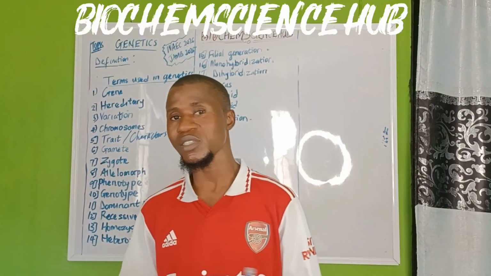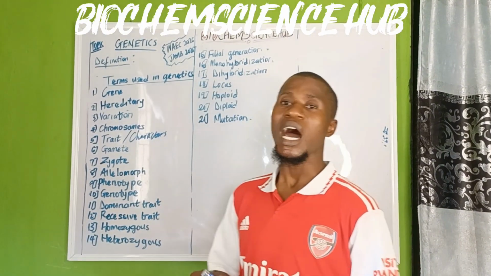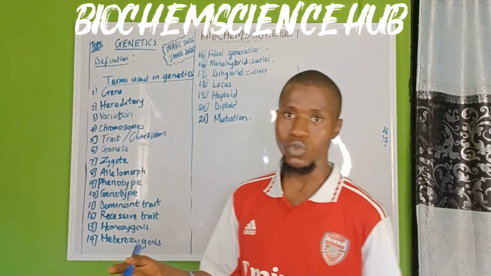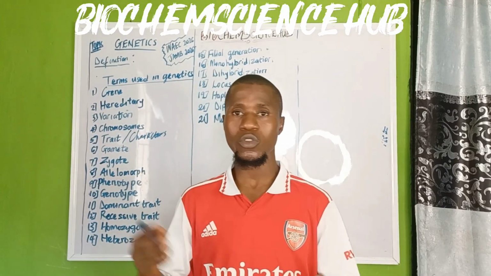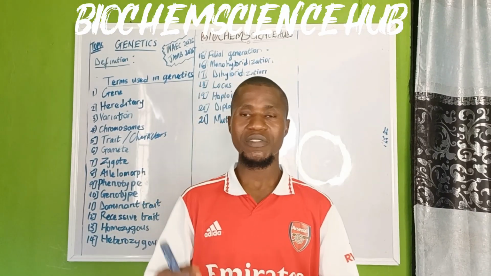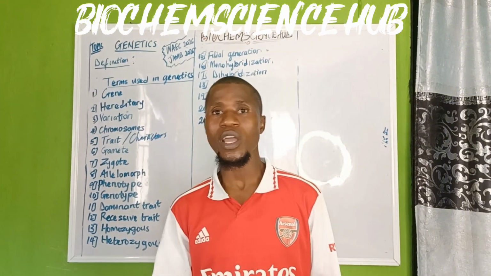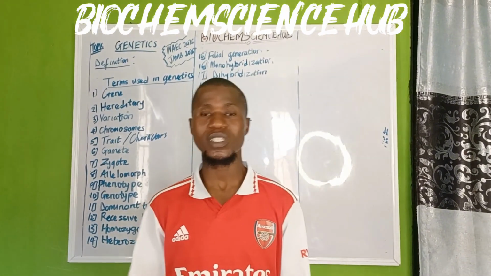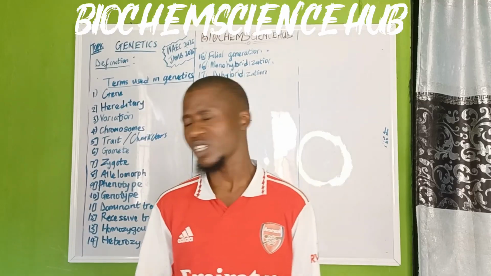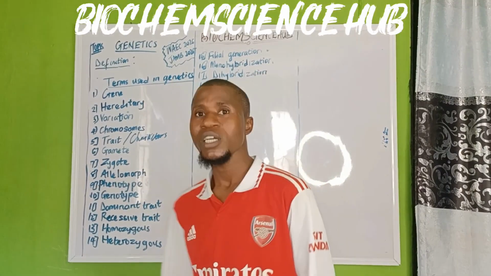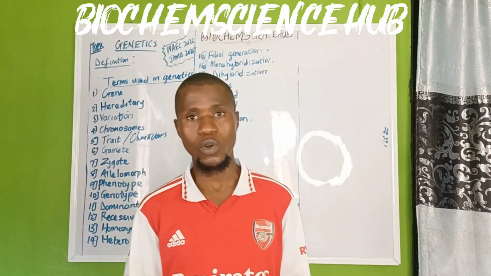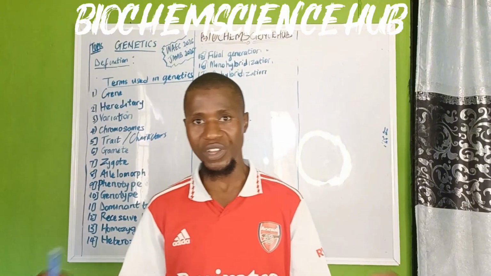It varies, from the word vary. This variation has to do with, for example, a tall parent giving birth to a short individual. So that's variation. Or a light-skinned individual giving birth to a dark-skinned individual. That's variation. So, going to gene. Gene is the smallest unit of inheritance, the basic unit of heredity.